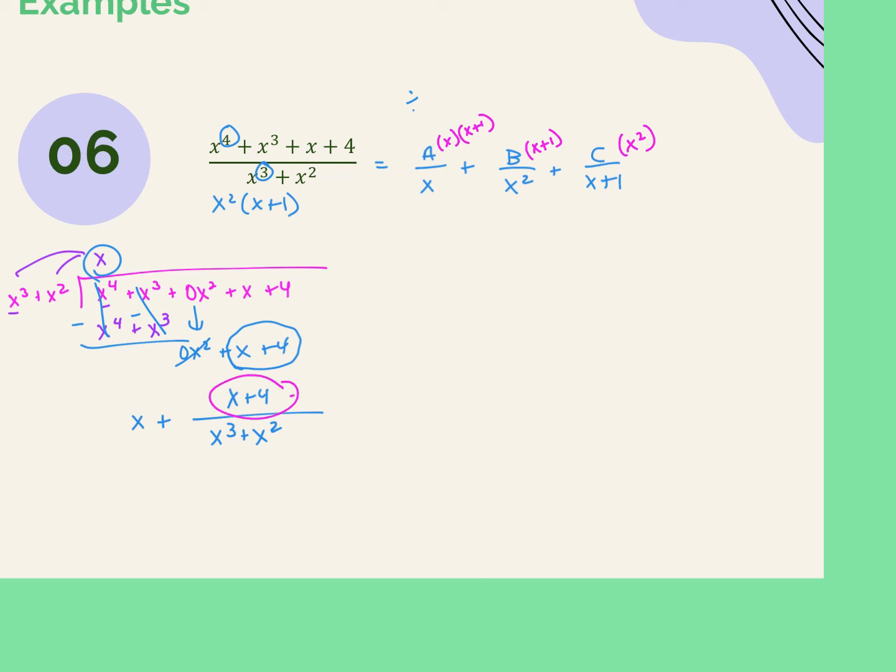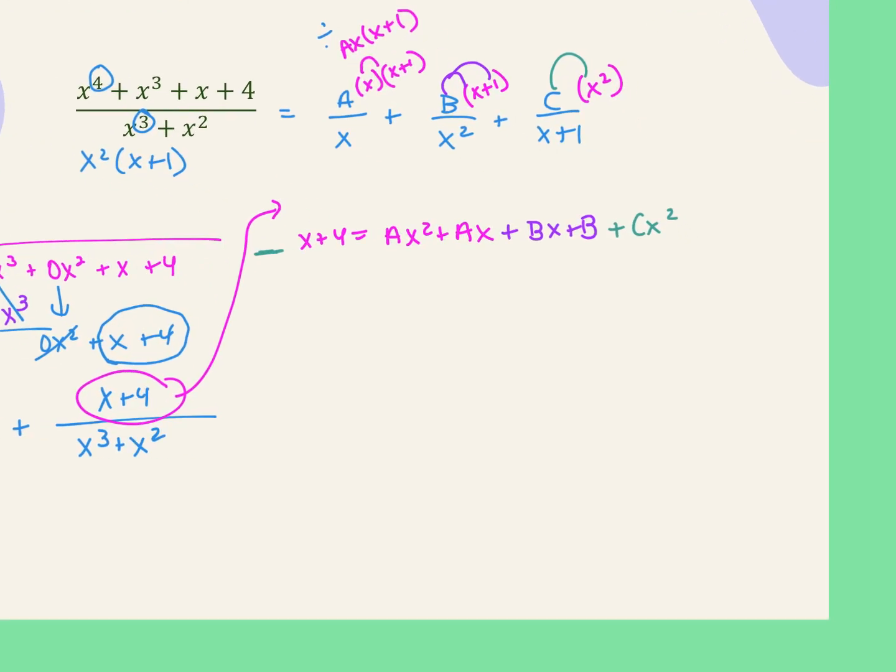So I'm going to use this numerator. X plus 4 equals, distribute this, ax times x plus 1 would be ax squared plus ax, plus the b distributed here, bx plus b, plus the c distributed here, cx squared. Now this time when I group together the x squareds, there's no x squared over here on the left, which would mean it's 0 equals ax squared plus cx squared.